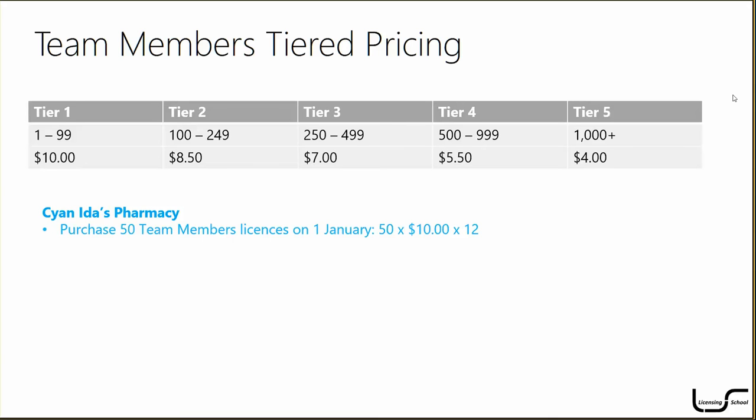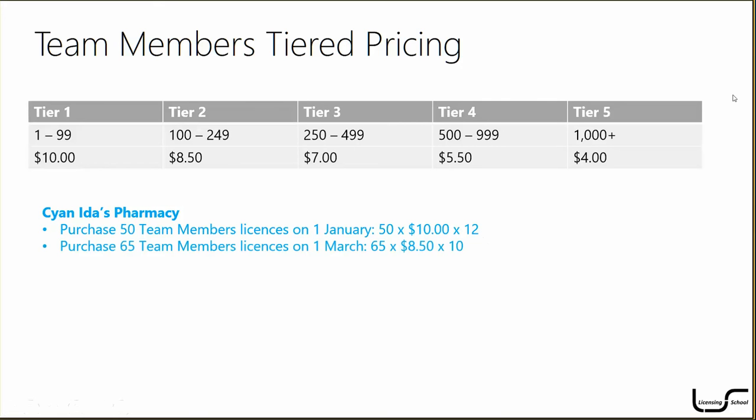So let's have a look at an example here. Cyanidus Pharmacy purchased 50 team members licenses on the 1st of January. Now let's be clear, do you have to purchase your licenses on the 1st of the month? No, but I'm making things easy here. So they pay for 50. What tier are they in? Well, they're in the first tier, aren't they? Because 50 is clearly in this tier here. So they pay 50 at $10, and they're paying that for 12 months. That's because they're committed to this.